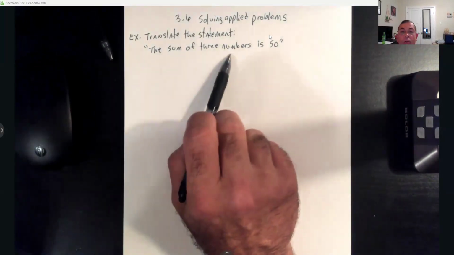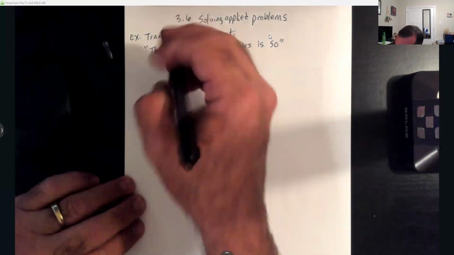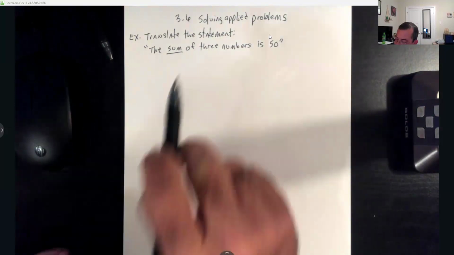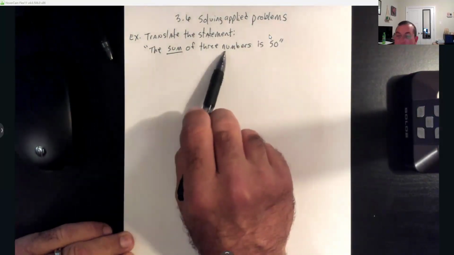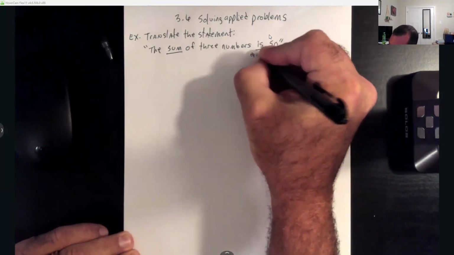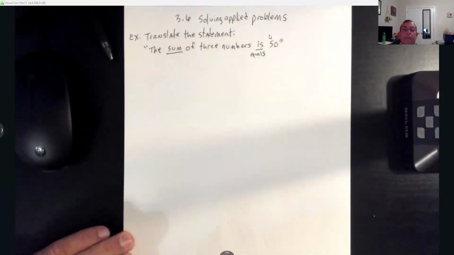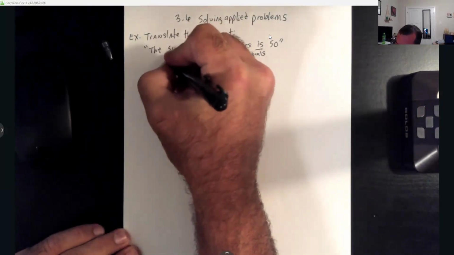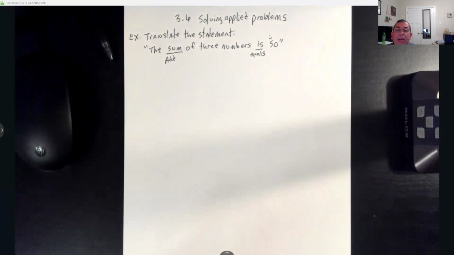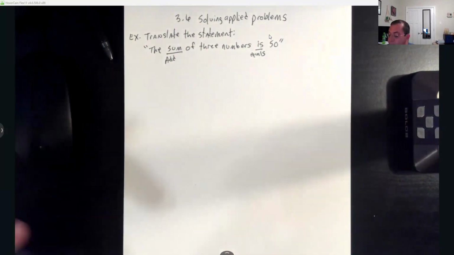So we don't know the three numbers, but we know they're being added, remember? When you see the word sum, it means addition. So they're telling me that I'm adding three numbers. And remember, is means equals. Like I said, sum means you're adding. So basically, they're saying we're adding three numbers to equal 50.